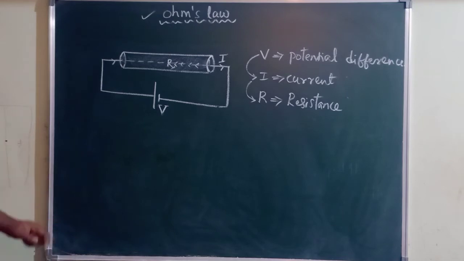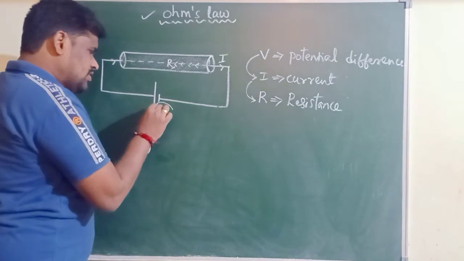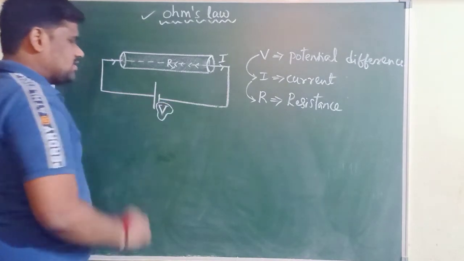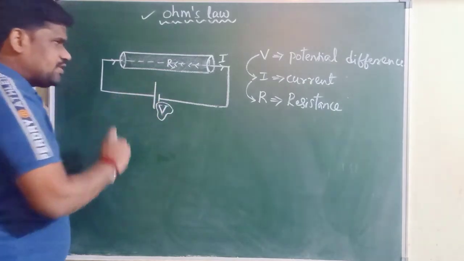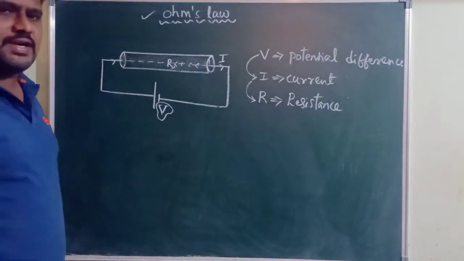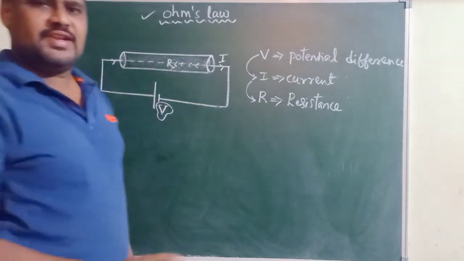You can check with the help of a simple experiment here. Suppose you increase the potential difference applied across a conductor. Suppose you increase the voltage or potential difference applied across a conductor, what happens? The current through the conductor also increases.